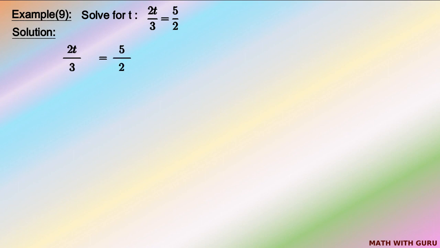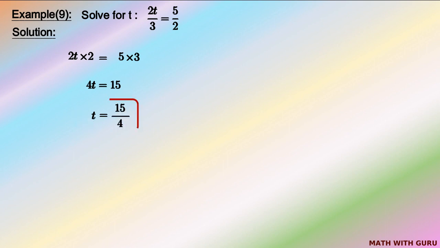Example 9. Solve for t. 2t over 3 equals 5 over 2. In this example, we have two fractions on both the sides. Such problems can be solved by cross multiplying like this. Bring 2 to the left hand side and 3 to the right hand side. 2t into 2 equals 5 into 3. 4t equals 15. 4 into t equals 15. T equals 15 over 4.